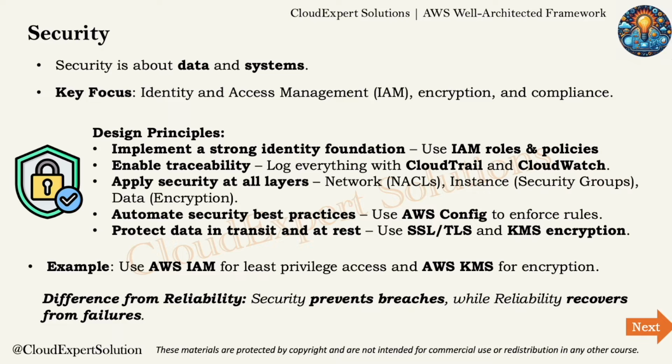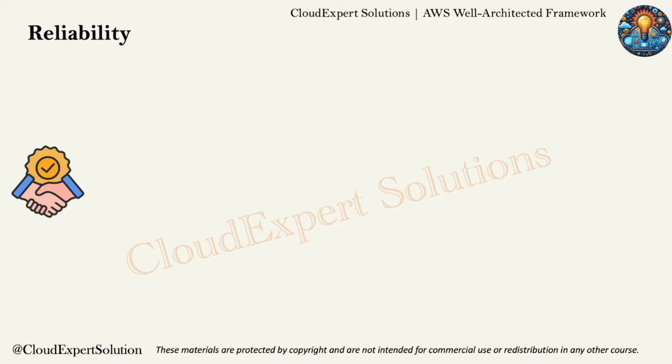In terms of exam tip, you should understand the difference from other pillars. Security is about preventing breaches, while reliability is about recovering from failure. You should identify the important phrase in that question. Is it looking for preventing data breaches, asking for security, versus is it talking about recovering from failures? Talking about recovering from failures, let's review them in the reliability pillar.